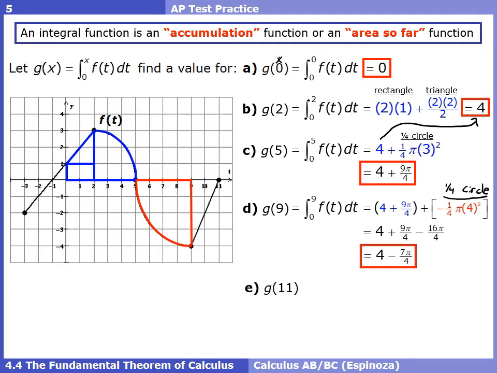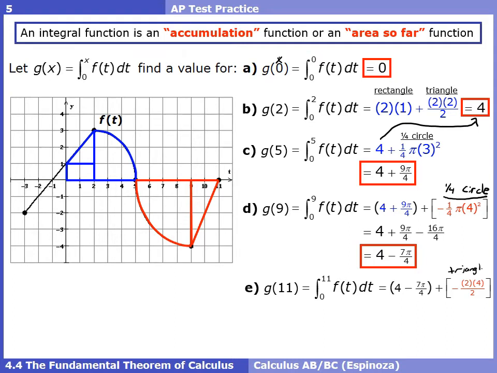In part E, we want to find g of 11, which means to plug in 11 for x. That gives us the integral from 0 to 11 of f of t dt, which is asking us to find the area from 0 to 11 between the function f and the x-axis. We just discovered that the area from 0 to 9 was 4 minus 7 pi over 4, so now we just need to take the area from 9 to 11, which is a triangle, and add to that the area from 0 to 9. The one thing we have to keep in mind here is that since that area is below the x-axis, it has to be negative.